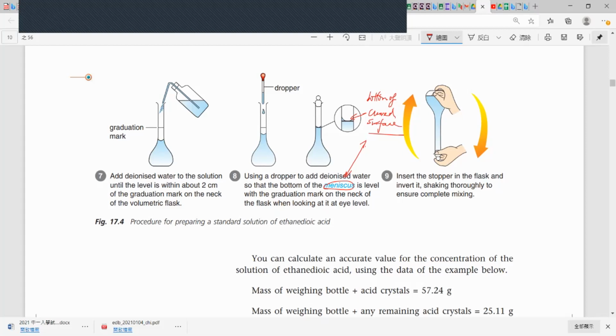Why would the water level have a curved surface? Why is it a curved surface but not a flat one?